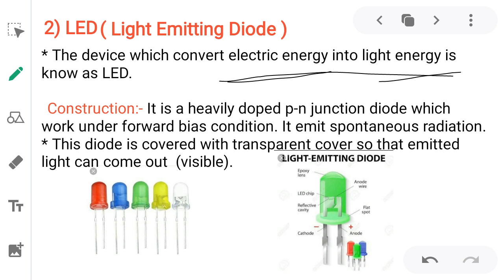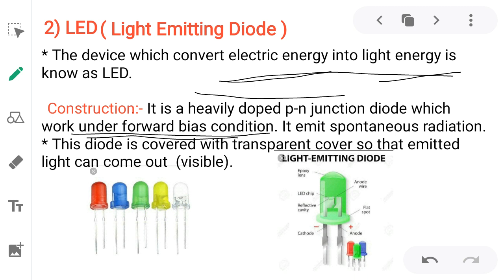Next, the construction part. It is a heavily doped PN junction diode which is working under forward bias condition. In the photodiode, it is working under a reverse bias condition. But in the LED, it is working under forward bias, and that too a heavily doped PN junction. Why is the doping concentration more? To get a larger amount of current.